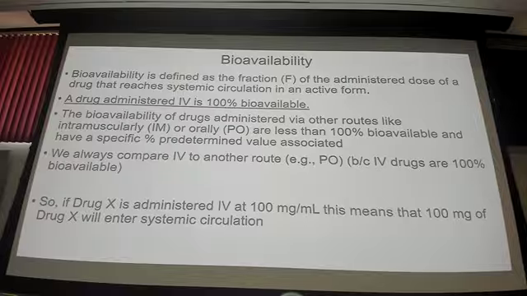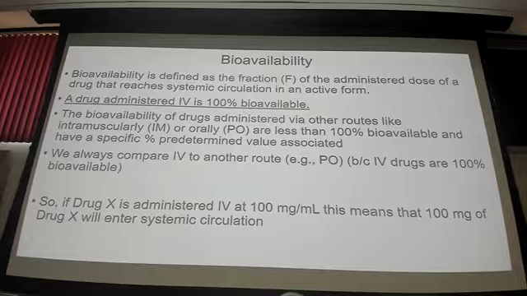So once a drug is absorbed into the body, the next question is how much of it actually reaches systemic circulation, and that is the definition of bioavailability. Bioavailability is the amount of drug that reaches systemic circulation in its active form. We compare all drugs' bioavailability to an IV administration of a drug, because we know that's going to put 100% of the drug into the blood, because it's not going to undergo any metabolism via first pass effect, which we'll talk about a little bit later on.